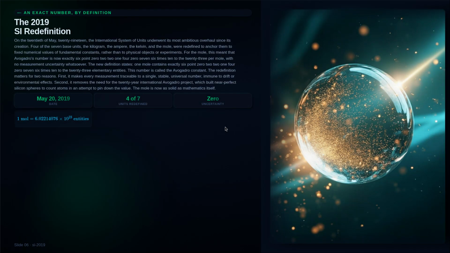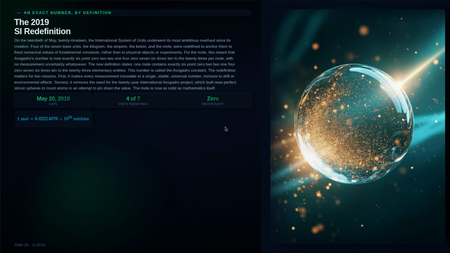On 20th of May 2019, the International System of Units was fundamentally redefined. The mole, along with the kilogram, the ampere, and the Kelvin, is now defined by fixing an exact numerical value of a defining constant, rather than by a physical object or a specific substance. Specifically, 1 mole now contains exactly 6.02214076 times 10 to the 23rd elementary entities. This number is the exact value of Avogadro's constant, fixed once and for all.